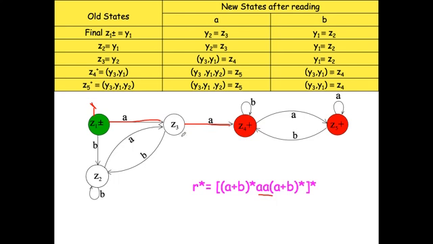Actually this FA can be reduced further. How can it be reduced? It can be reduced like this. These two final states can be combined. It can be made a single state with a loop of A, B.